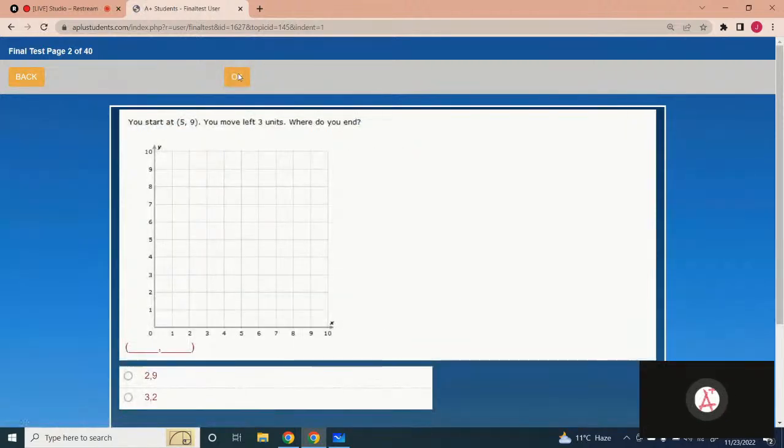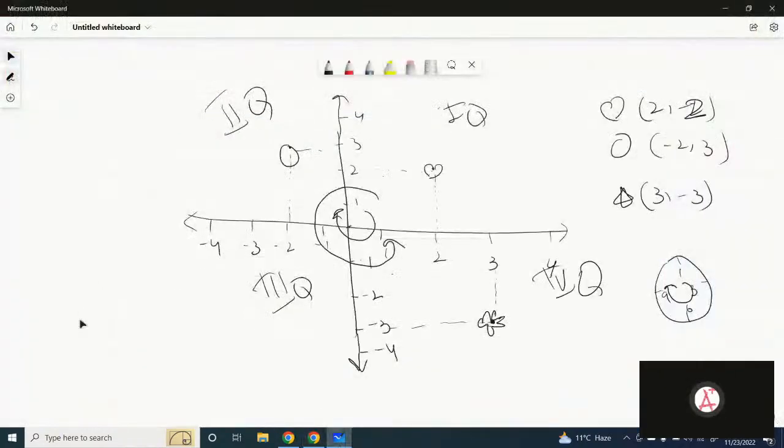Okay, the next one is: you start at 5, 9. You move left 3 units. Where do you end? So you have started at 5, 9 and you have to move left 3 units. When you move left, that means you have to subtract from the x-axis. Got it?